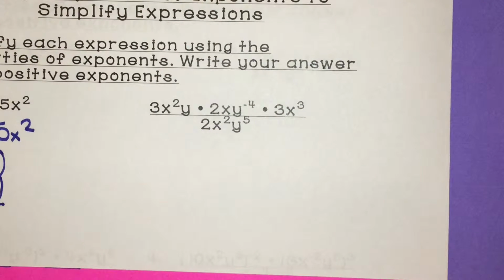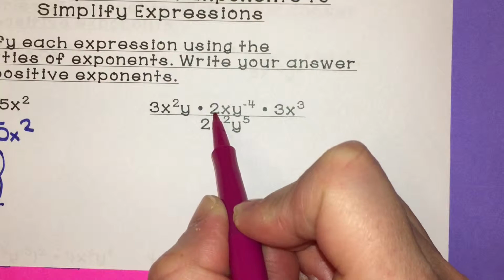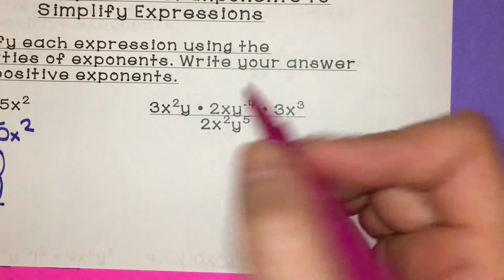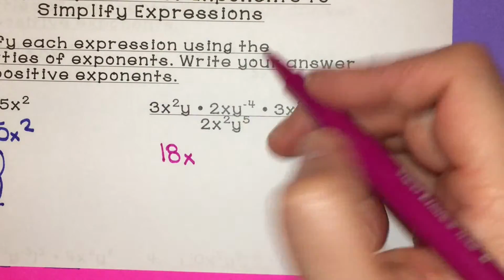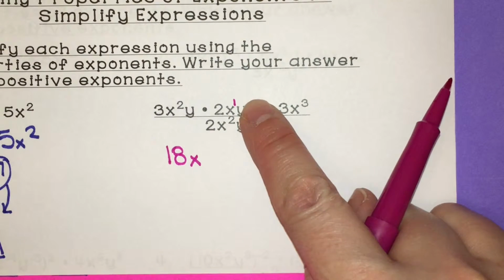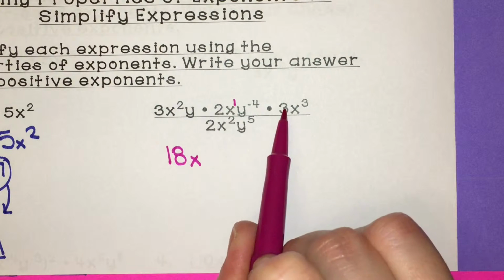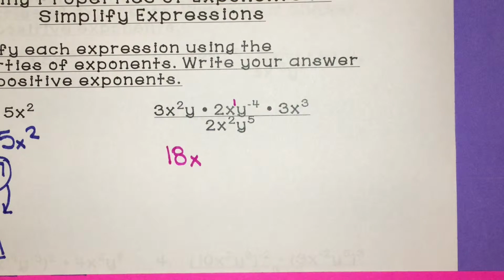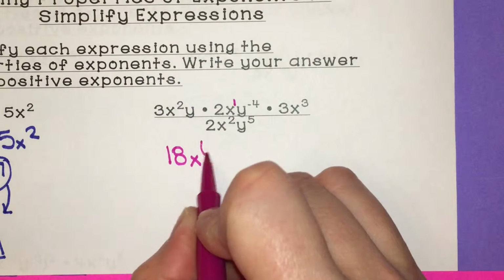All right, next one. I'm going to do what's on top first. Okay, I have 3 times 2 is 6. 6 times 3 is 18. Now we have x. I'm going to add the exponents of all my x's. This x I need to raise to the power of 1 because if there's an x there, it's to the power of 1. So now that the x's are multiplied together, because there's multiplication between them, we're going to add the exponents. 2 plus 1 is 3. 3 plus 3 is 6.